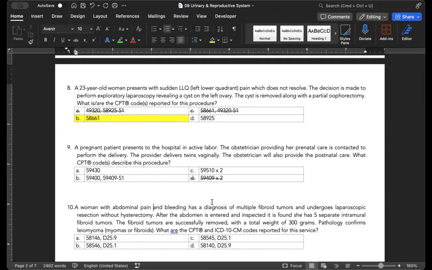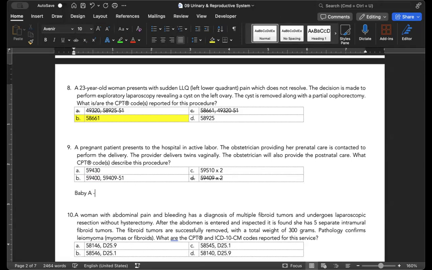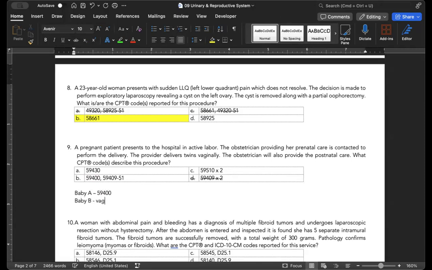Right. So we know that 59409 is going to be, again, that vaginal delivery only, right? So that's going to be for baby B. Baby A, we have to report a global package as well. So we're going to report global package 59400 for baby A. And then baby B is going to be our vaginal delivery only, which is the 59410. But we can't just report 59410, we have to put our 51 modifier on there because we have to indicate that there's multiple babies, multiple procedures.